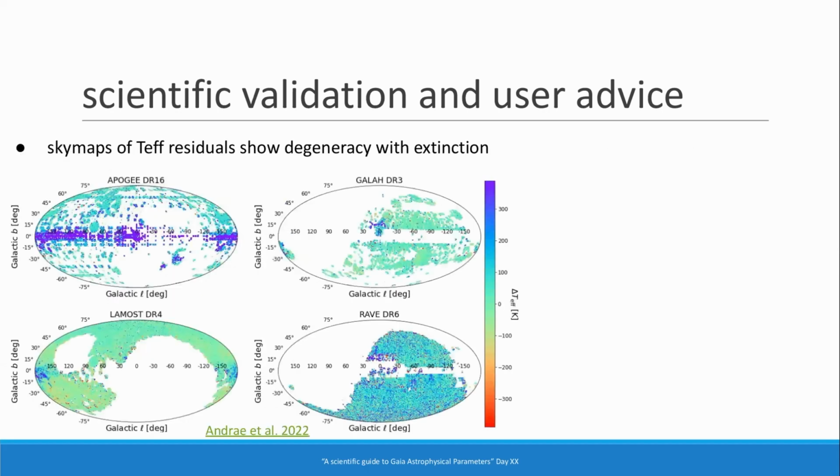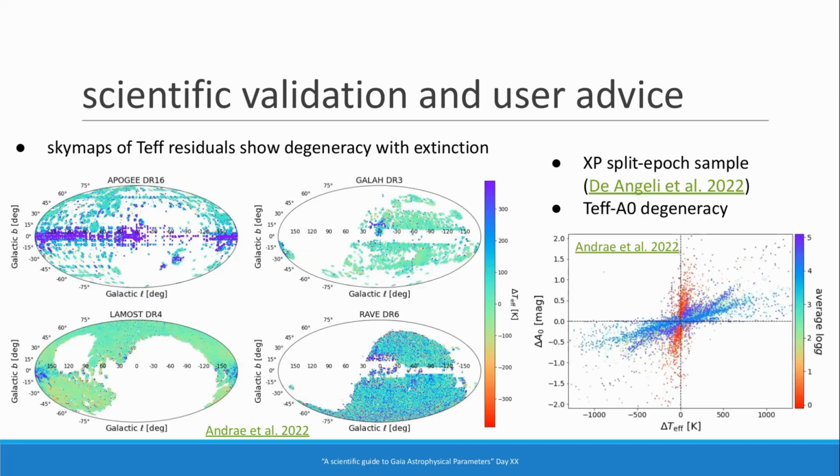What I'm showing you here is a sky map, by various different catalogs, of the temperature residuals. In general, the temperature residuals are pretty good. However, you can see some systematics. You can see that typically in the disk, where the extinction is very high, GSPPhot tends to systematically overestimate temperatures. And that is, as I mentioned before, the temperature extinction degeneracy.